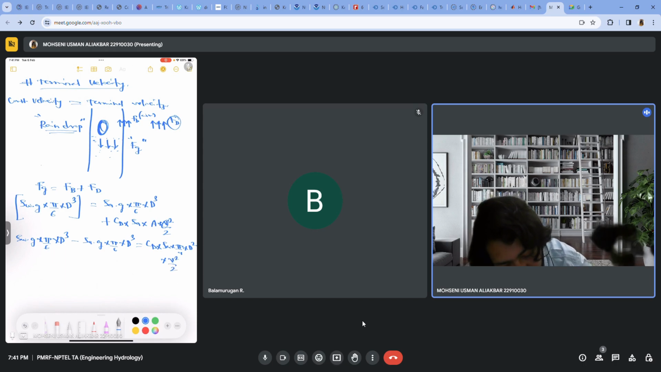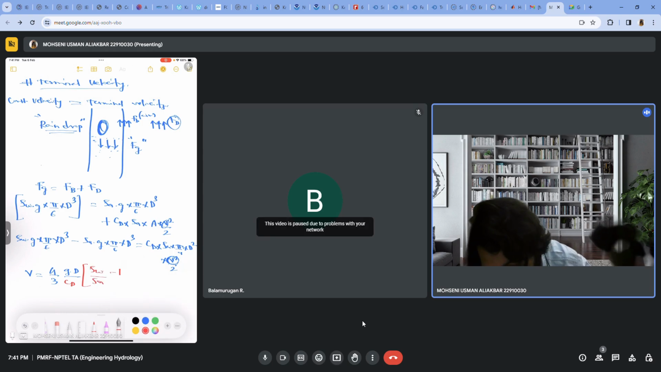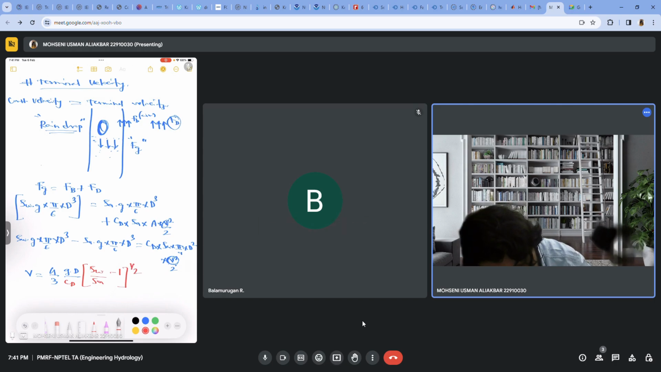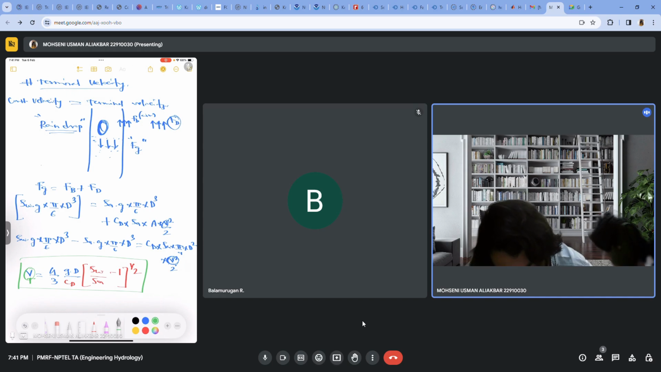So now if we solve this equation for v, we'll get the equation as 4 by 3 of small g into d upon Cd multiplied by density of water upon density of air minus 1, raised to 1 by 2. So this is the final equation for terminal velocity. We can call it Vt. If you want to have a look into the detailed derivation, you already have the PDF for that. You can look into it in the PDF as well.